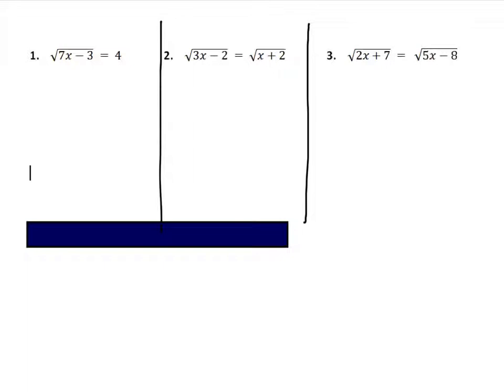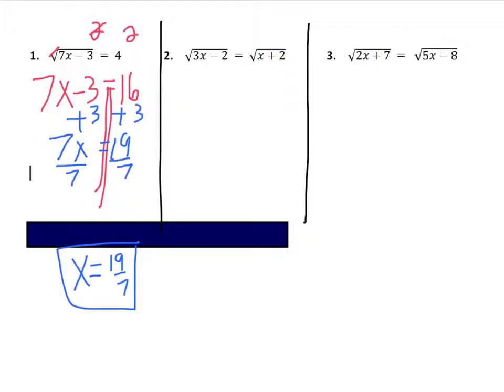All right, 3 more practice problems. How do we get rid of a square root? What we do is we square both sides, and when we do that, the square root disappears, so we end up with 7x minus 3 equals 4 squared, which is 16. Let's solve it railroad track style. That's exactly what I did. I added 3 to both sides, and then I divided by 7. I end up with the fraction 19 over 7.